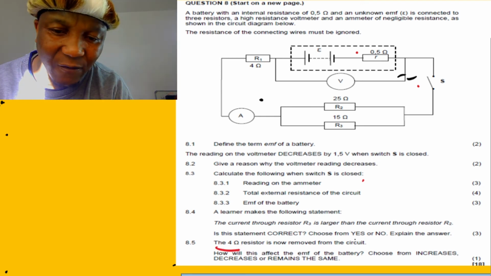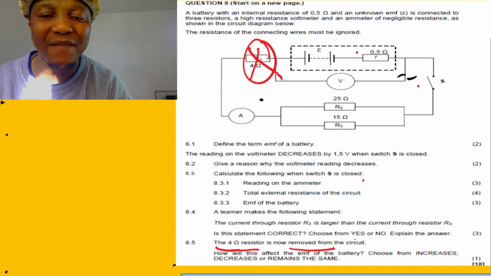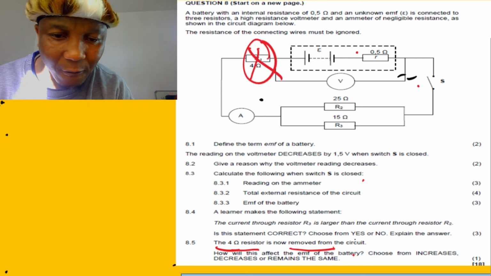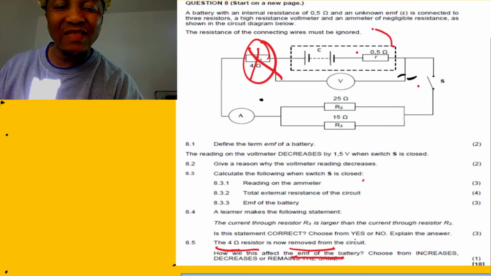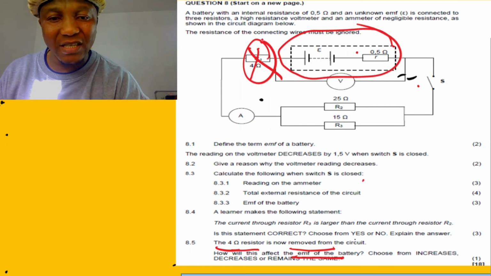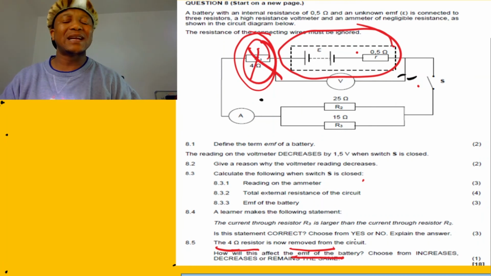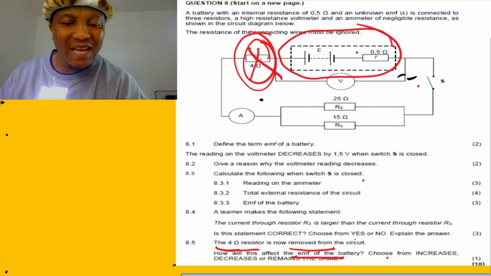The last question here they say: the 4 ohm resistor is now removed. So they remove this, it's not there anymore. Now will this affect the EMF of the battery? No, it's not going to affect it, because the EMF is always inside the battery. Removing the external resistor is not going to affect this. They ask whether the EMF will increase, decrease, or remain constant.